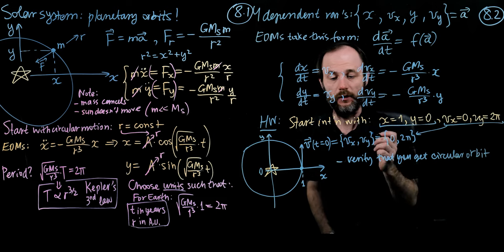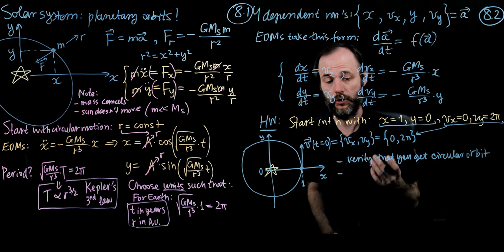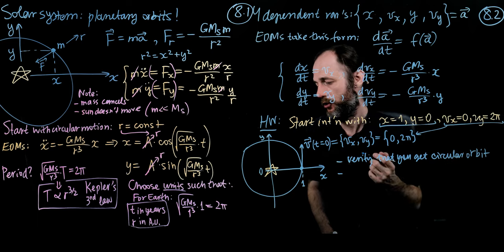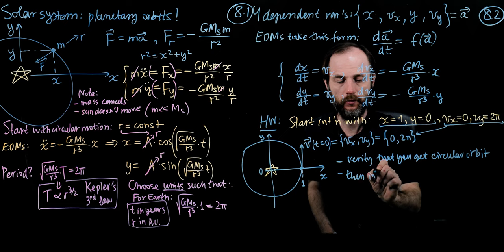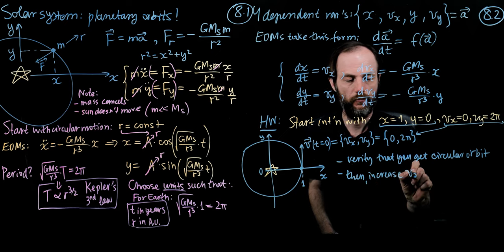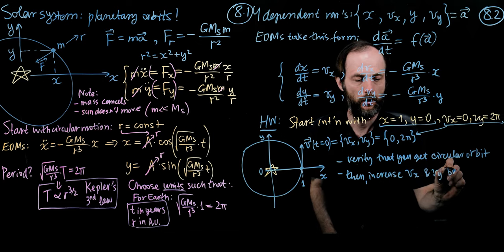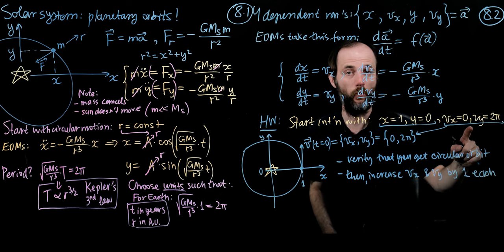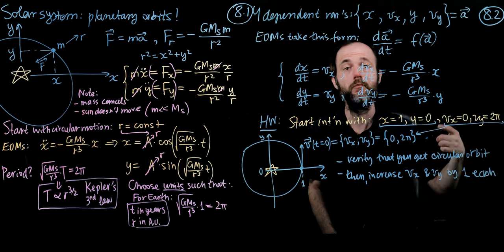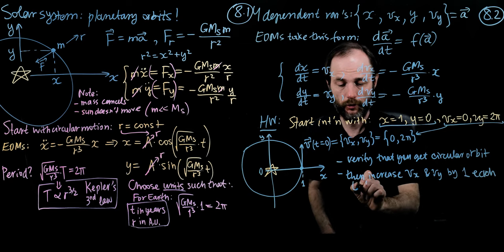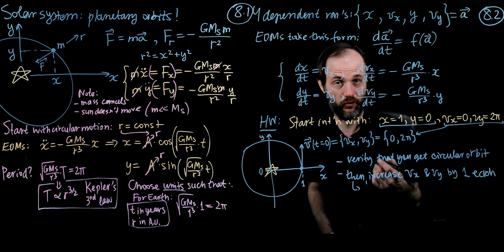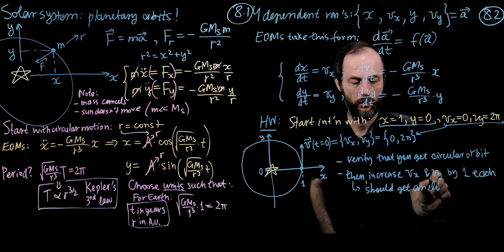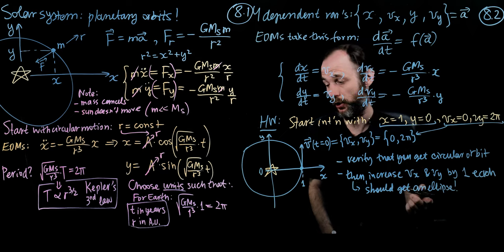Then let's have some fun. Let's try and modify this orbit so that it's no longer circular. And why not just add one to each of these components? So then let's increase vx and vy by one each. So vx will become 1, and vy will become 2 pi plus 1. And what we should get as a result is an ellipse, which is pretty cool.